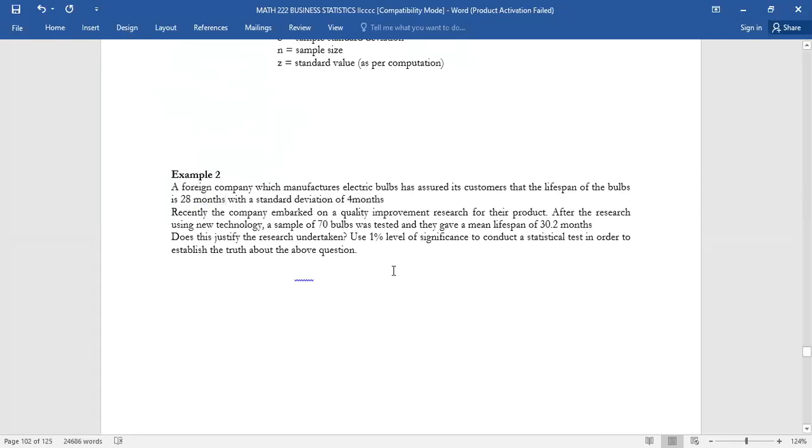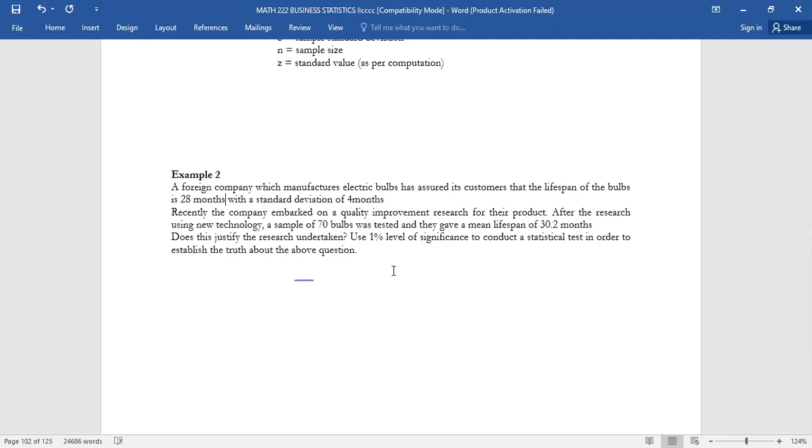So recently, the company embarked on a quality improvement research for their product. After the research using new technology, a sample of 70 bulbs was tested, and they gave a mean lifespan of 30.2 months. Does this justify the research undertaken? Use 1% level of significance to conduct a statistic test in order to establish the truth about the above question.